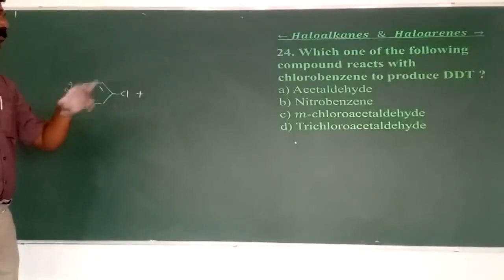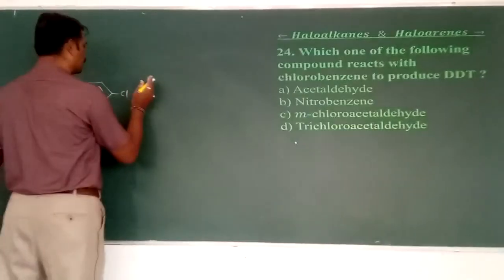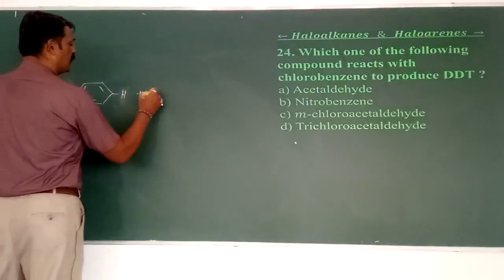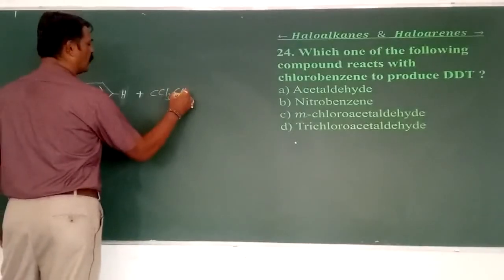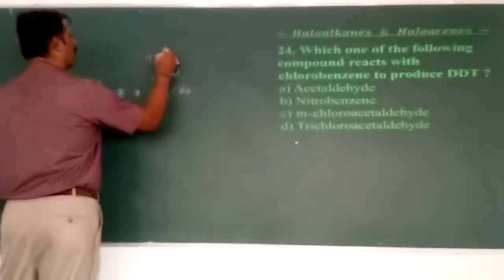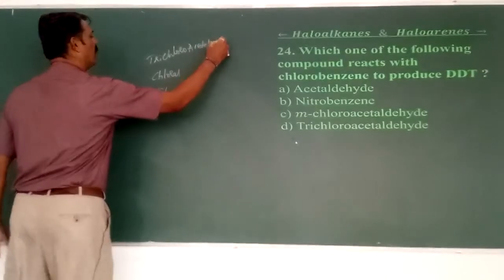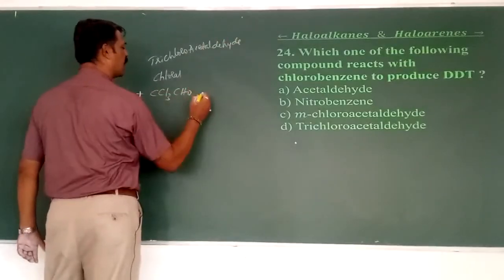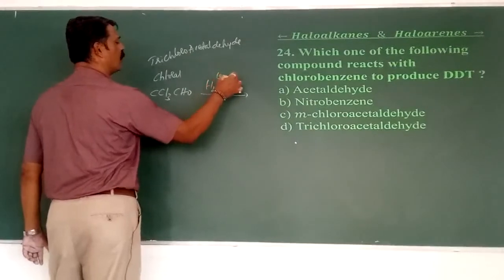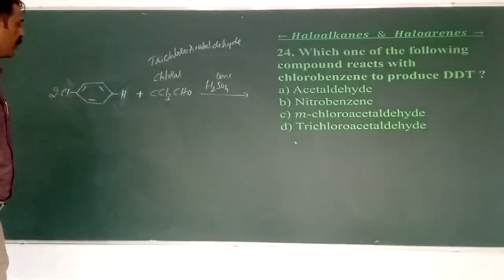The options are acetaldehyde, nitrobenzene, m-chlorobenzene, and trichloroacetaldehyde. This one is trichloroacetaldehyde, CCl3CHO, which is called chloral. Chloral is also called trichloroacetaldehyde. In presence of a dehydrating agent, concentrated sulfuric acid.